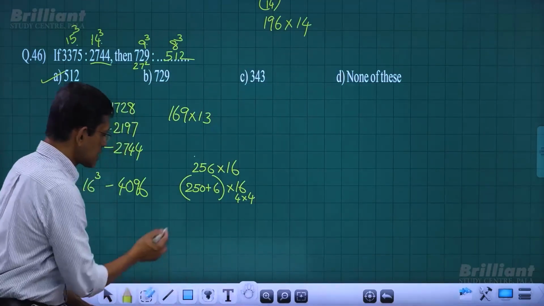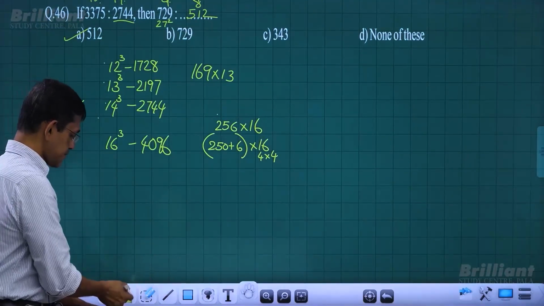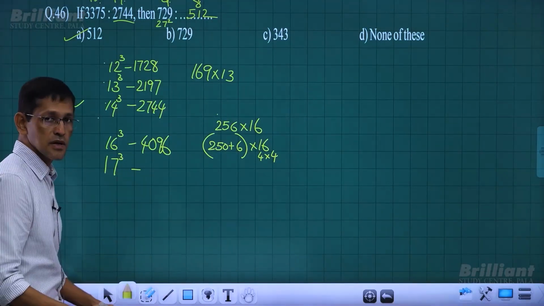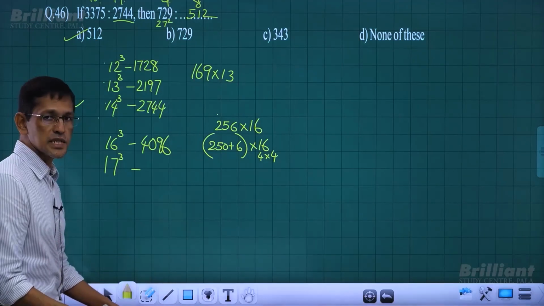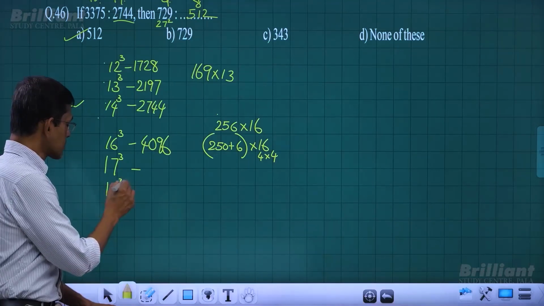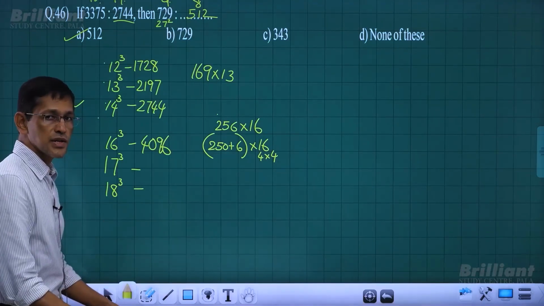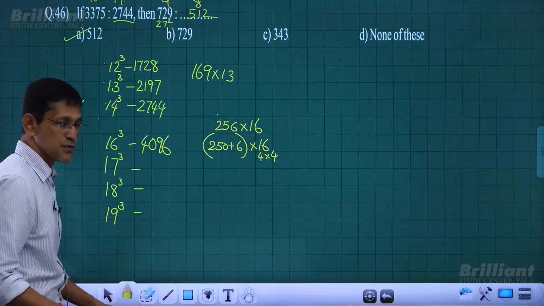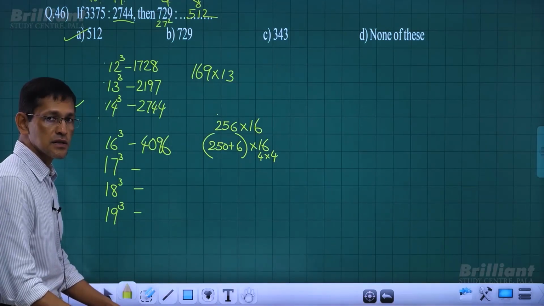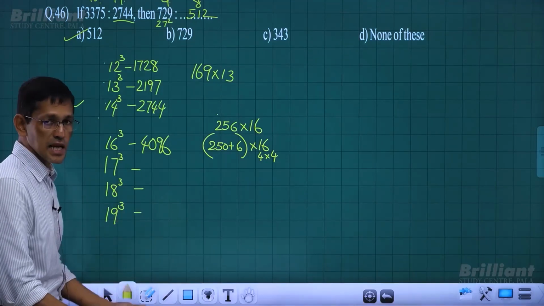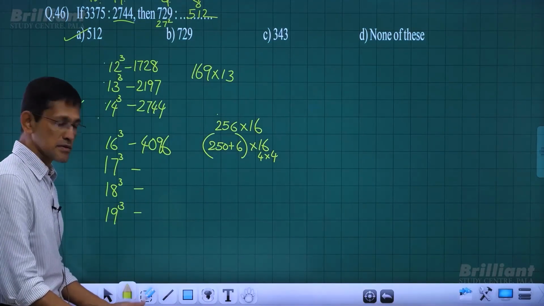Now try the same method for 17 cube. Do it today itself. 17 cube: 17 square is 289, then 289 into 17. Then 18 cube is 18 square into 18. 18 square is 324, so 324 into 18. Then 19 cube: 19 square is 361, so 361 into 19. So try those. Do the mental calculation as much as possible.